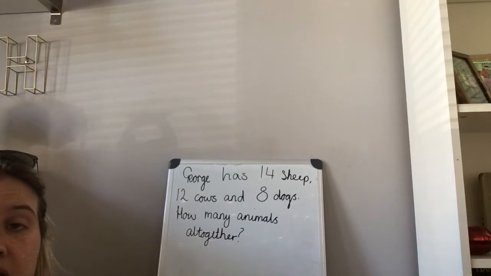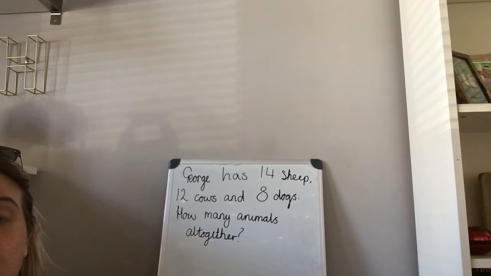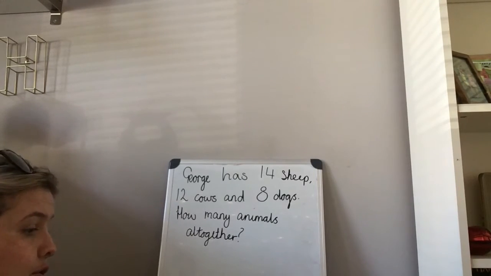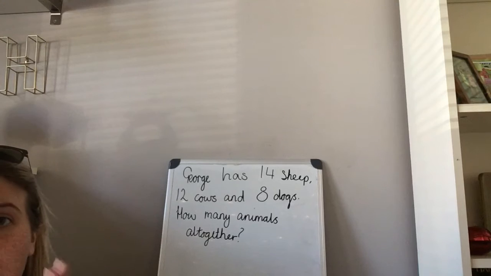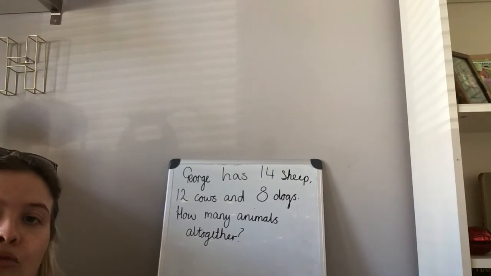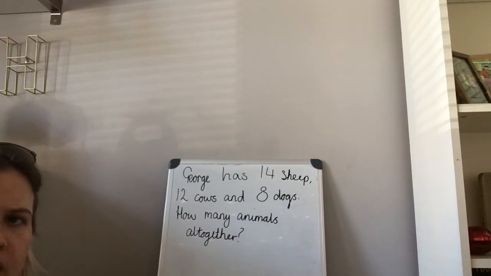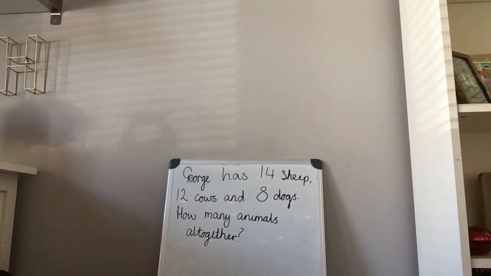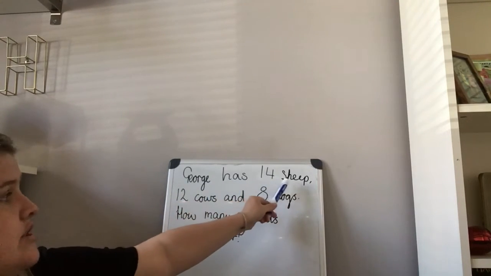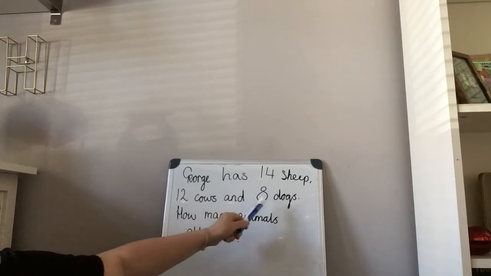I'll leave a little document for you to type your answers into, but we're going to do some practice questions just now. I'm going to do 3, so I'm going to start off with a 1 star. It's kind of like green, amber, red, so this would be like a green question. So let's get started. It says George has 14 sheep, 12 cows and 8 dogs.